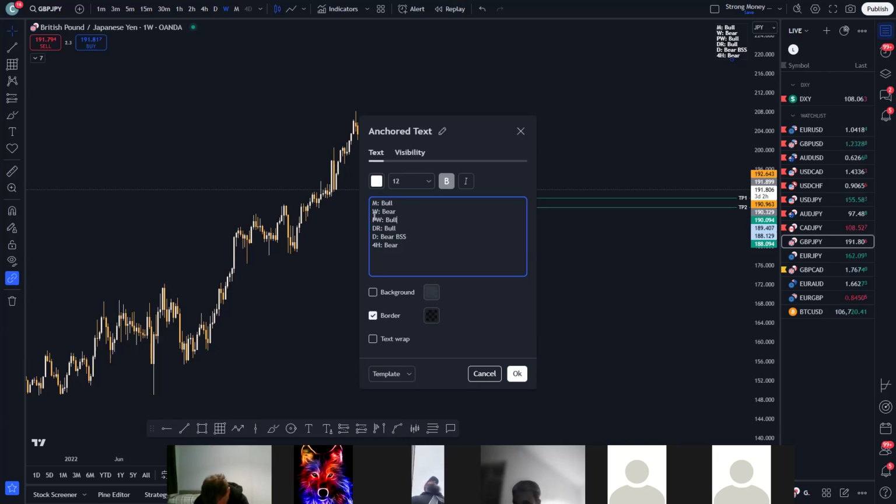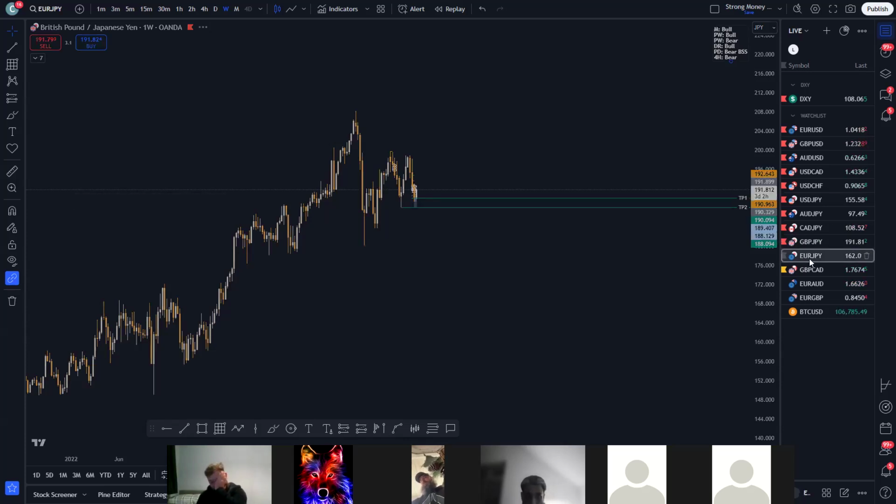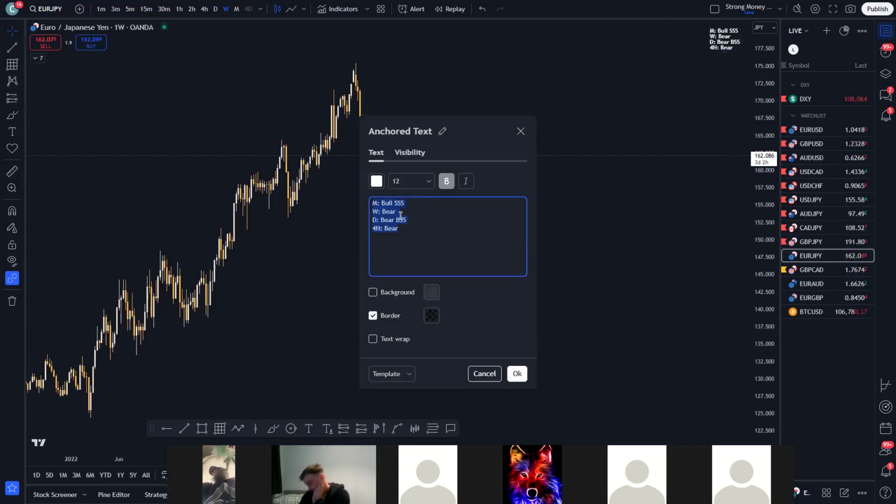So ultimately what we're trying to do, guys, is just filter out the pairs that are in good trading positions and the ones that aren't. That's really all it is. It's just to make sure that we are trading in line with the best possible pairs. EU is exactly the same. I'm not even gonna bother looking at it.